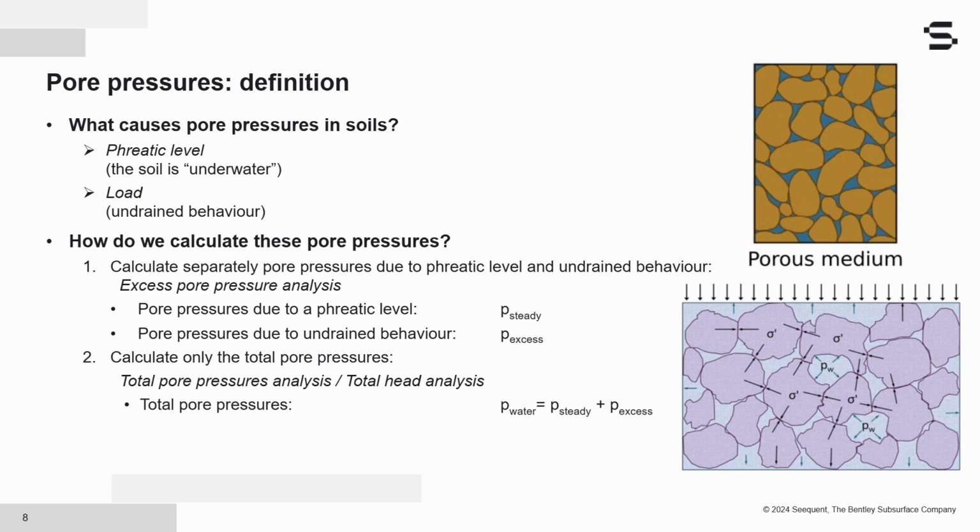Now, in a finite element analysis, it is useful to divide pore pressures into different terms because there are different options for the way each of those is calculated. For example, the pore pressure due to the phreatic level is called P steady, whereas the pore pressure due to the undrained behavior of our soils is called P excess. And finally, we have the total pore water pressure, which we call P water, and it is the sum of the steady state and the excess pore pressure, as we will also see in the next slide.